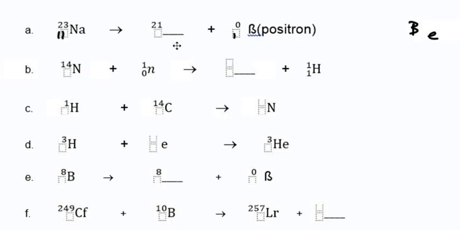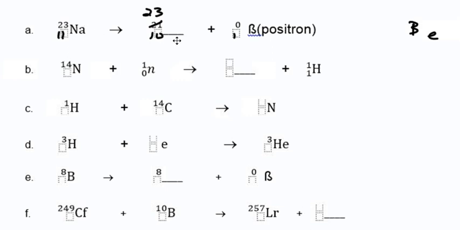Now we have to make sure the sum of atomic numbers equal each other. So there's 11 on this side, and 1 plus what gives me 11? So that must be a 10 here. Now looking at it, it looks like there's a mistake on this particular worksheet that I copied. This actually should be a 23, because 23 plus 0 gives me 23.